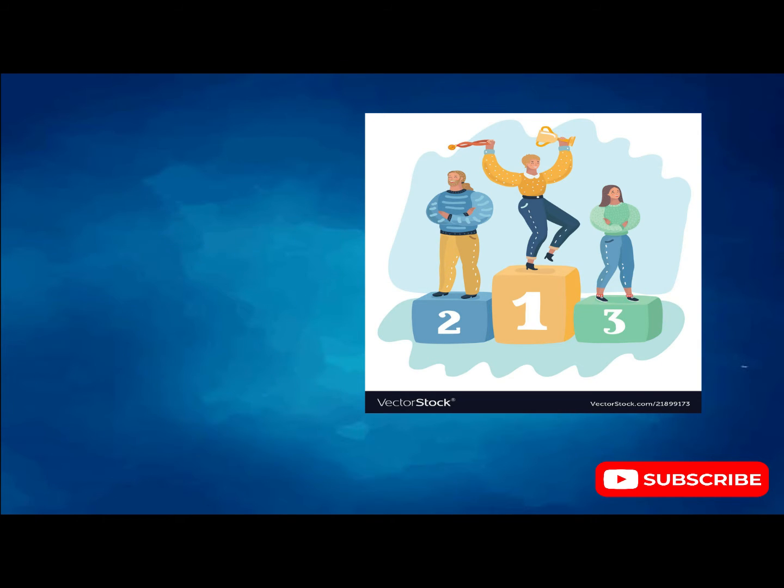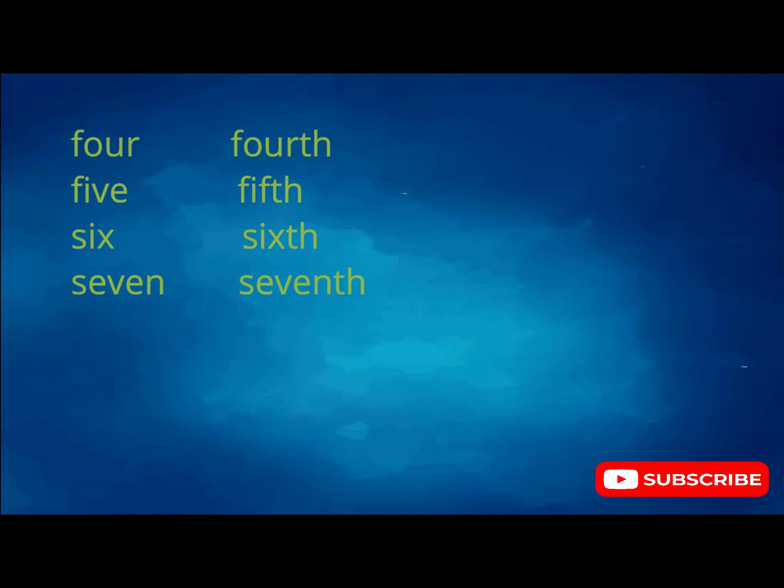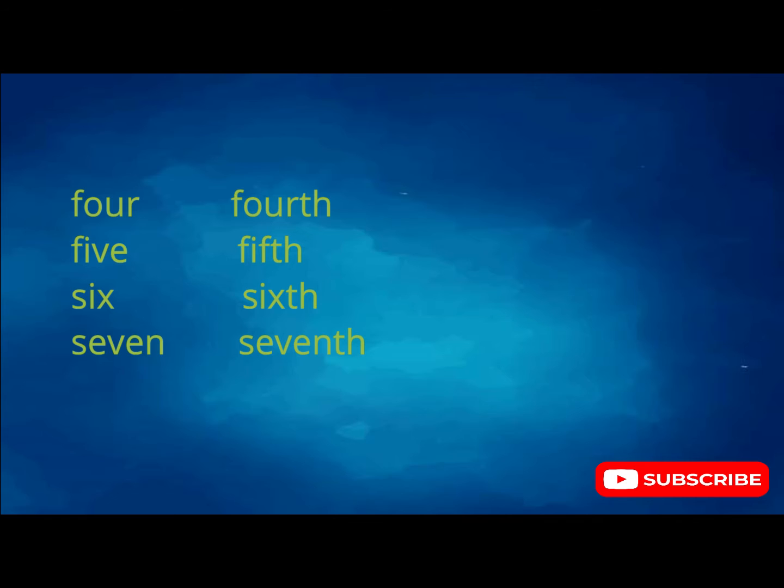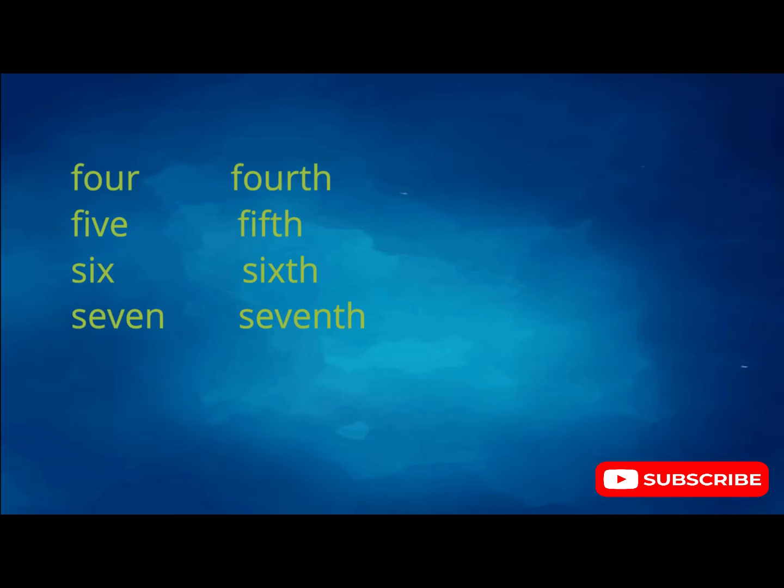So for the numbers from 1 to 3, they are particularly special. And we have to memorize them like they are: first, second, third. And from 4 and all the way up, the numbers follow a certain rule, which is we add th at the end of the number. For example, 4 becomes fourth, 5 becomes fifth, 6 becomes sixth, 7 becomes seventh, and so on.